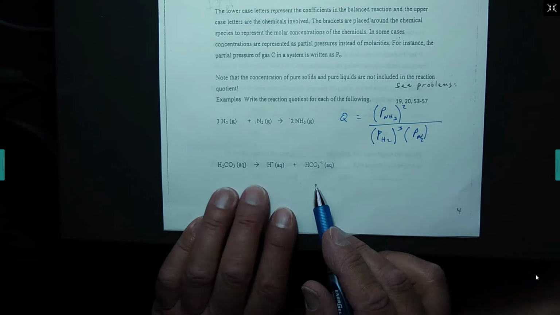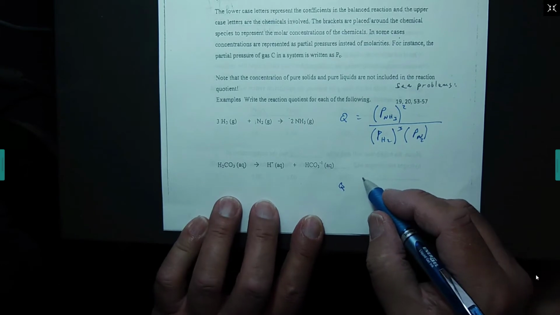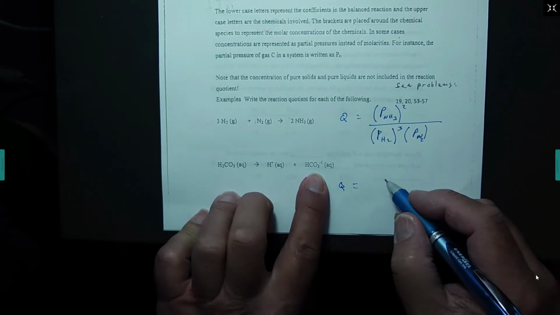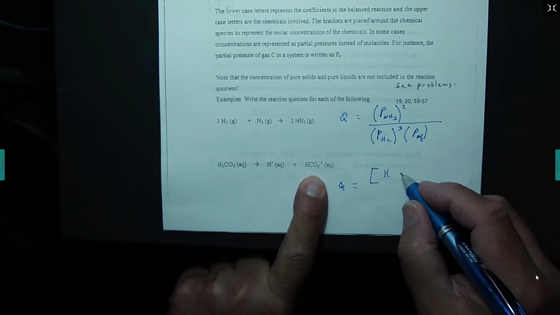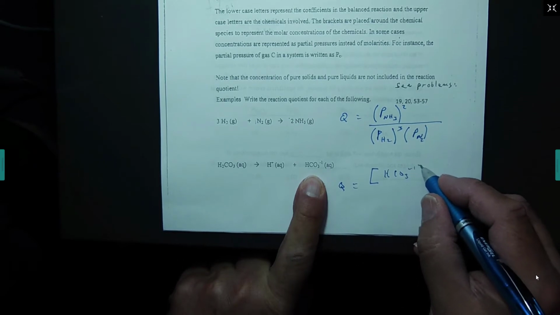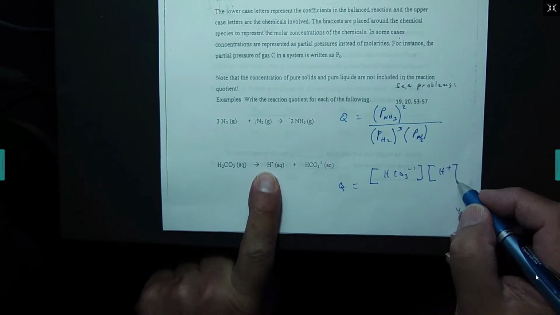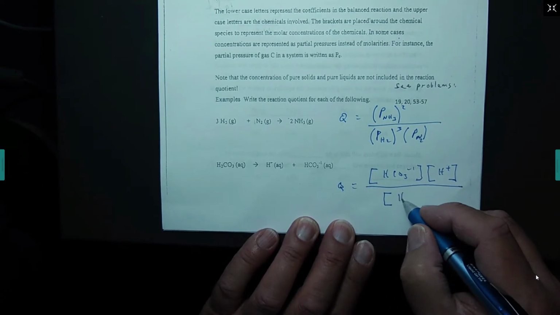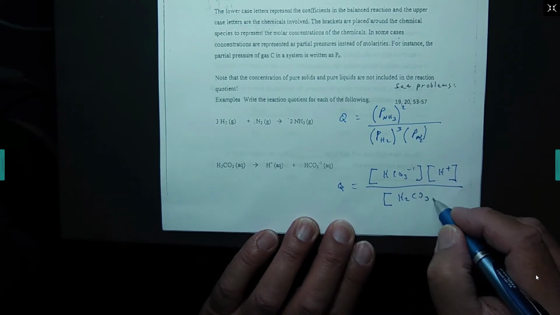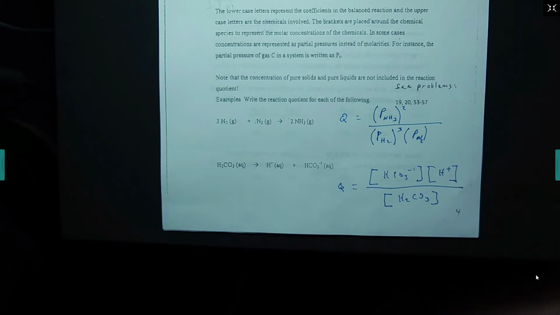So for this one down here, since everything's aqueous, we would want to write the concentrations using molarity. That's going to be the molarity of the bicarbonate ion, HCO3 to the -1 power, times the molarity of your H+, all over the molarity of your H2CO3. That's your carbonic acid there. H+, sometimes you'll hear it called the proton. So that's writing some simple equilibrium expressions.